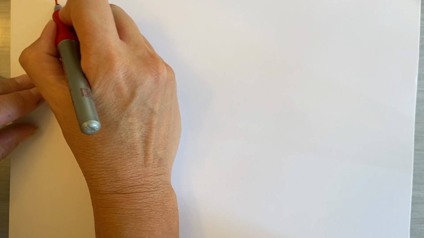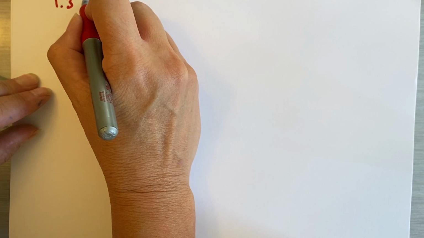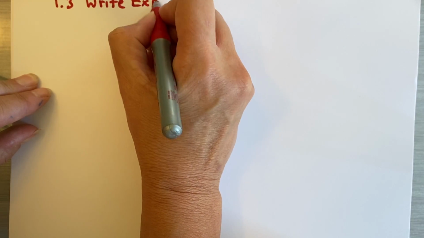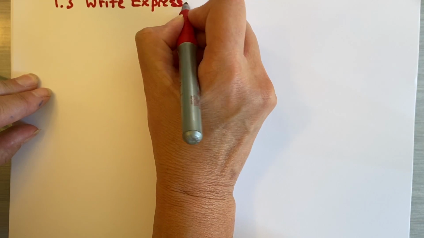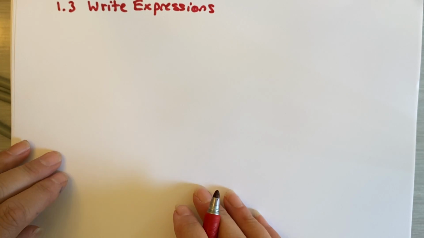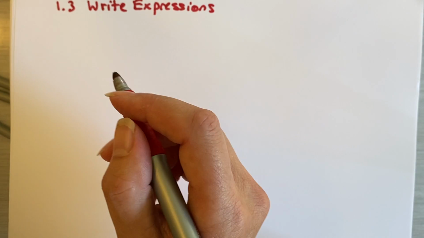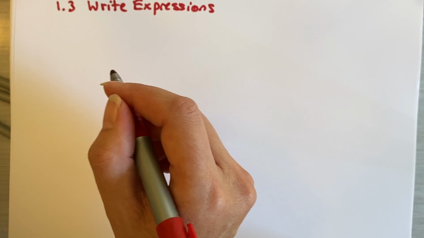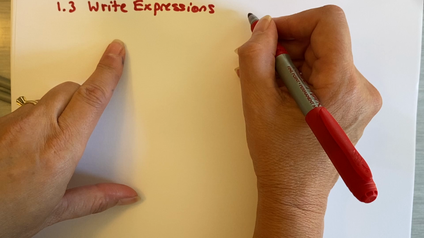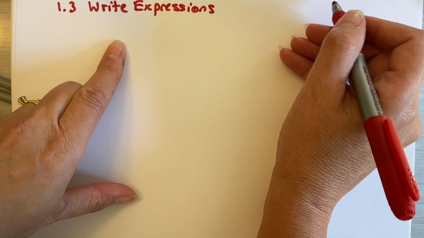This is lesson 1.3, writing expressions. You'll notice this whole chapter is really dedicated to helping you get good at the basics of algebra so that you can fly when we get to the harder stuff. A lot of algebra is translating words into equations. So the whole goal of this is to take words and create expressions and eventually equations.